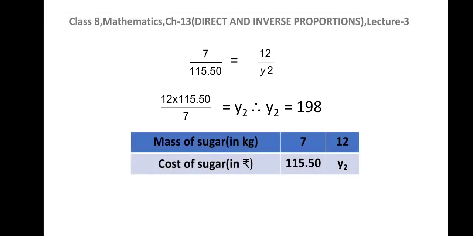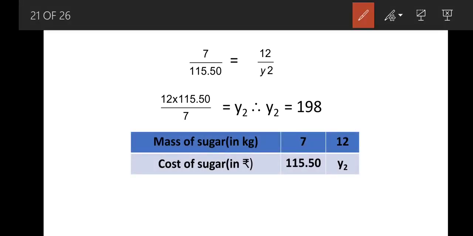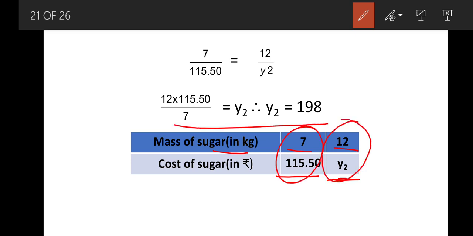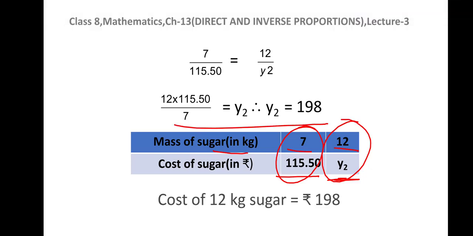This can be the table. You can make the table also. Mass of sugar in kg is 7, it is given to us. Cost of sugar in rupees is given to us, 115.50. This is given to us, 12, and we need to find out this. So we know the relationship x1 over y1 is equal to x2 over y2, and you will be able to get the answer as 198. So the cost of 12 kg sugar will be rupees 198.